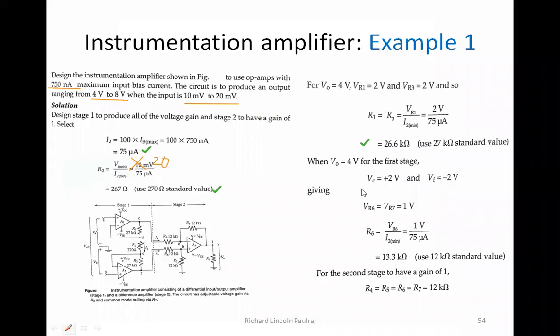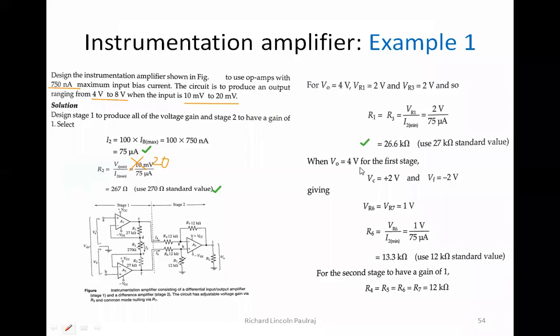When V0 is equal to 4 volts for the first stage, VC, the voltage at point C. So you can see here, in the small diagram you have A, B, C, D, E, F, then G, H, I. They are at different points, named here. So the voltage at point C is going to be plus 2 volts, and the voltage at point F is going to be minus 2 volts.